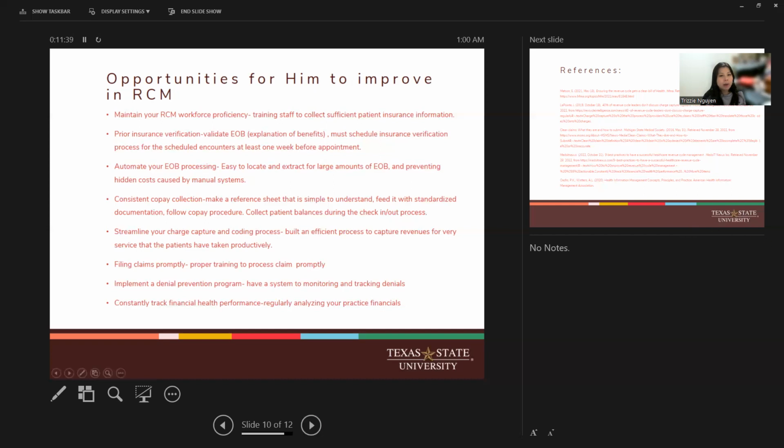And this concludes my presentation regarding the HIM role in revenue cycle management. The next page is the references page.